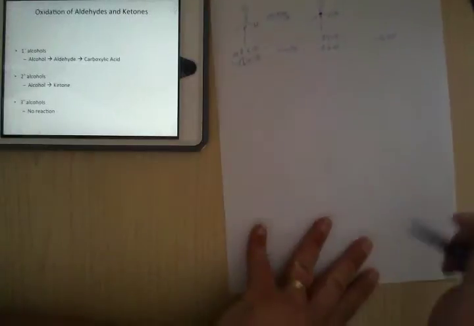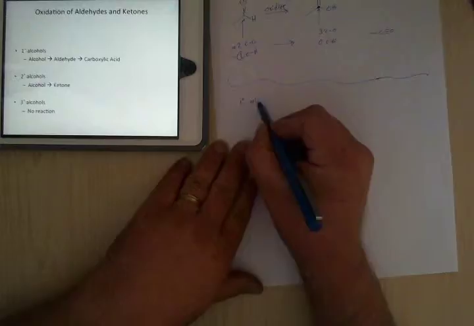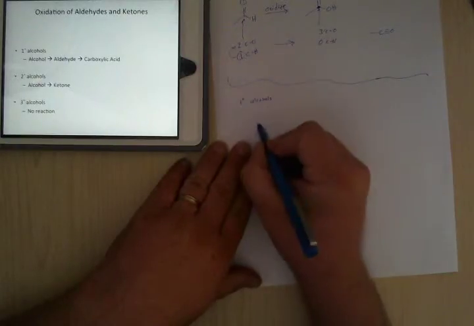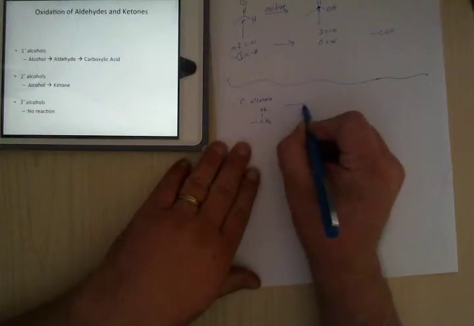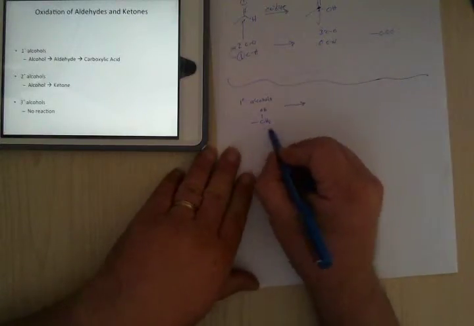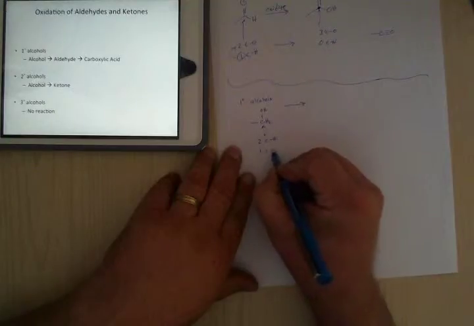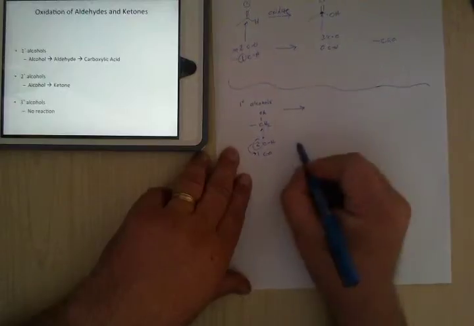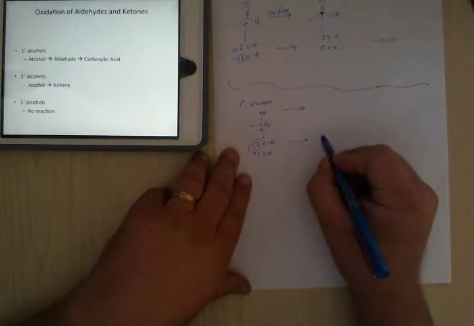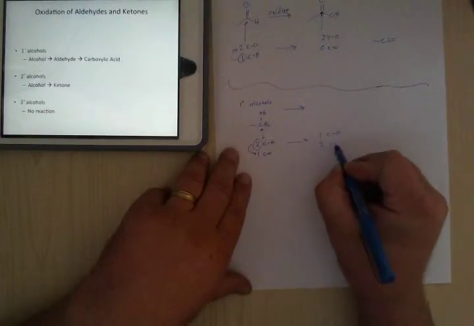So what's going to happen is, with primary alcohols, they're going to look like this, CH2. When you do the oxidation, at that carbon you're going to have 2 carbon-hydrogens and 1 carbon-oxygen. To oxidize it, one of those is going to get converted into that. So you know what the product's going to look like: 1 carbon-hydrogen and 2 carbon-oxygen.